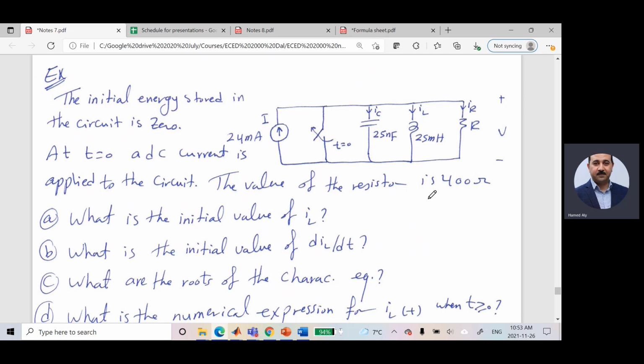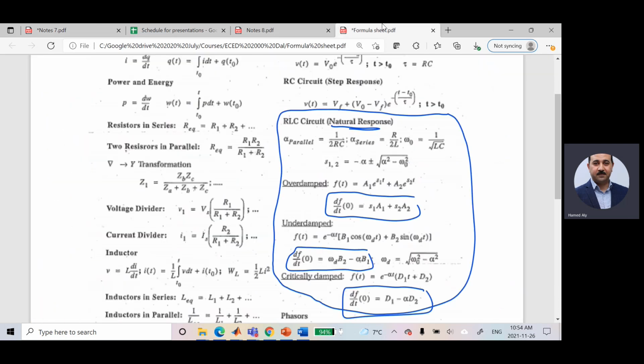The value of the resistor is 400. So at t is equal to 0, this switch is opened, and he applied this source. So the circuit right now looks like parallel RLC, step or natural response? It's a step response. Let me go back here to this formula sheet.